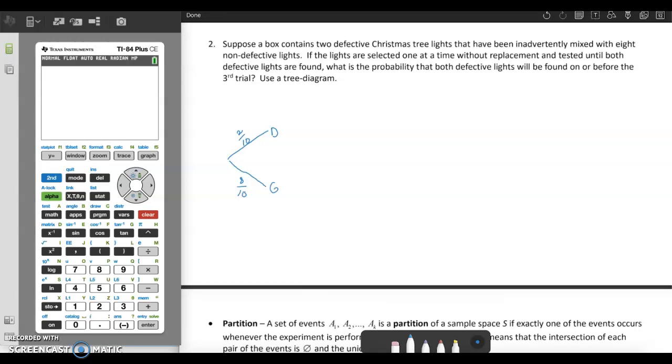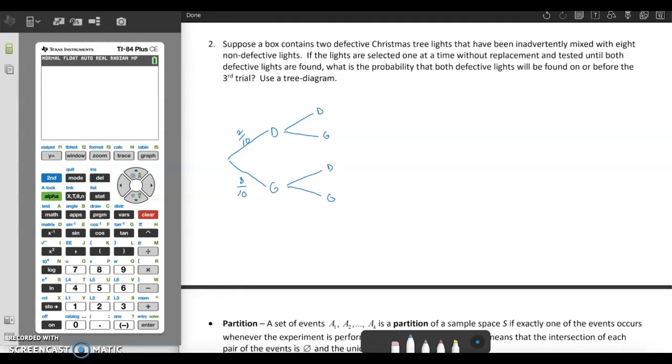It'll be helpful later. Now, regardless of whether you found a good or a defective one on your first choice, you're going to draw again out of this box. And again, you could either pick a defective or a good bulb.